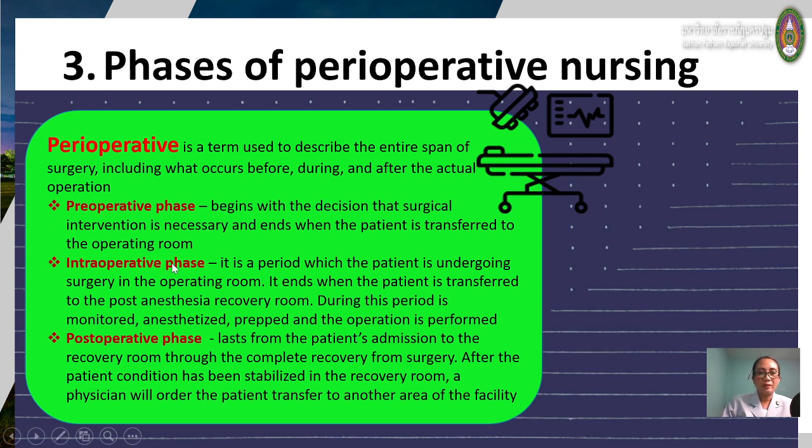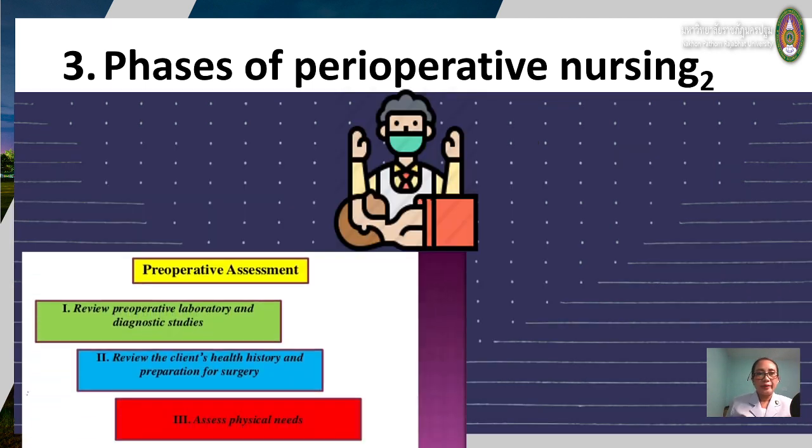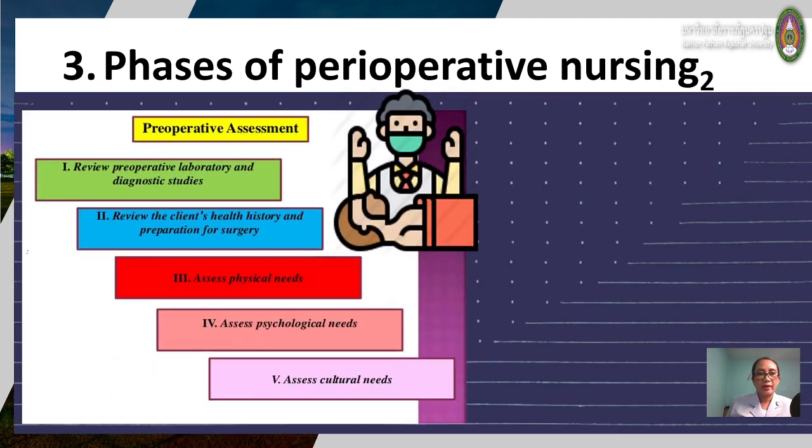Intraoperative, this is the period where the patient is having an operation. And postoperative, this is where the patient is brought from the recovery room and soon will be transported or transferred to the patient's ward or room, private room. Okay, so this is how it looks like.